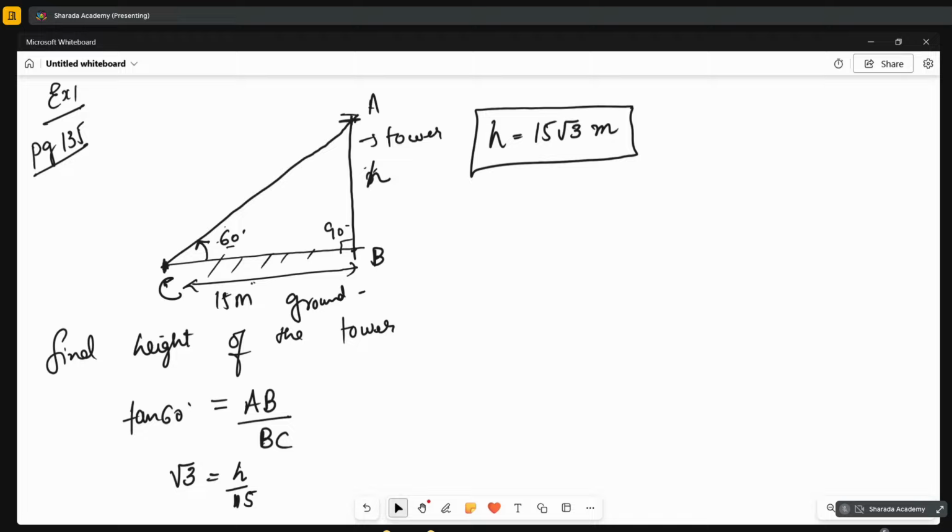Understood now? Everywhere you will get right angles because a tower or any building will be at 90 degrees with the ground level. So this will be 90 degrees here. This is an easier question if they give it for 2 marks. But a 5 mark question will have two triangles. Next we will do example two. So Naina, understood?